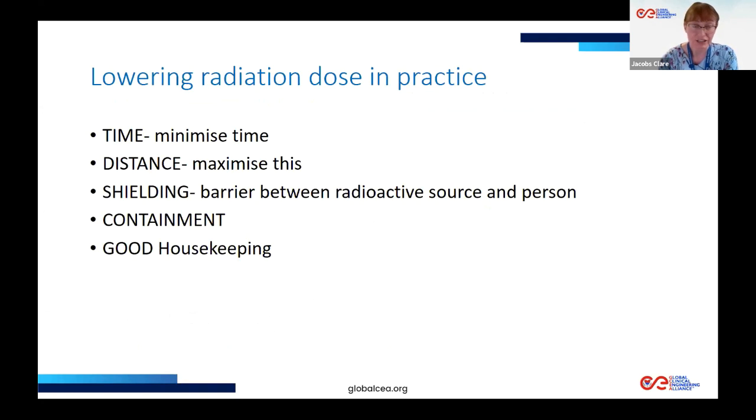So for lowering radiation dose in practice, we can consider different aspects. Firstly, we can consider time, minimising the time in proximity to the radioactive source, maximising the distance, using shielding between the source and the person, containment, because we're dealing with radioactive liquids, and good housekeeping, so minimising the amount of clutter.